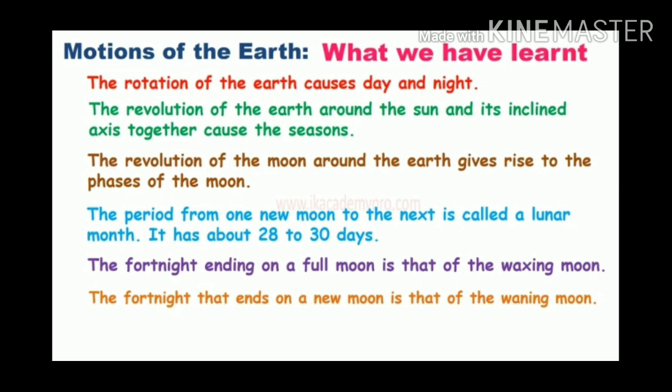The fortnight ending on a full moon is that of the waxing moon, and the fortnight that ends on a new moon is that of the waning moon. The days of the lunar month are called tithis.